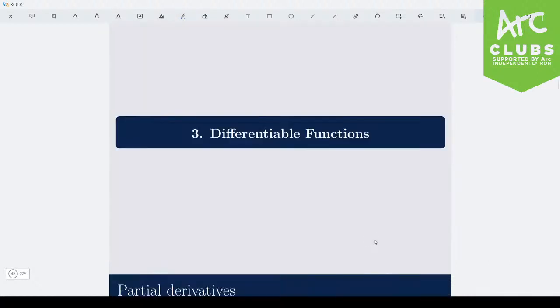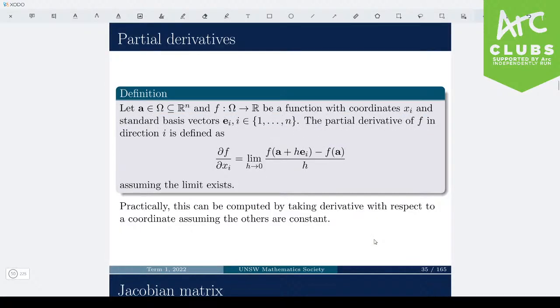All right, let's move on to the next section, differentiable functions. I'll go through the very beginning of this on partial derivatives and differentiation. Then I'll pass it back over to Jerry after. Okay, so let's get started.